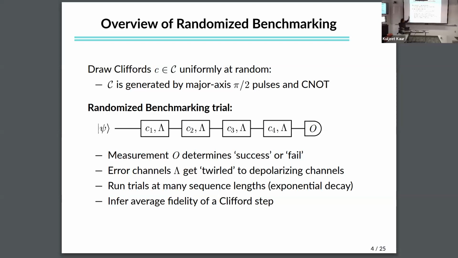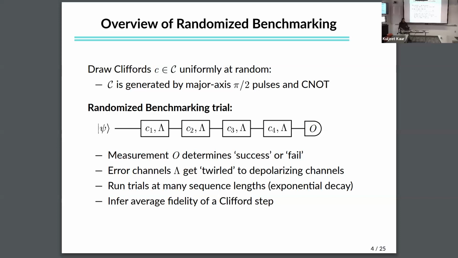You draw a list of random Cliffords. This list here is only of length 4, but in general, it can be of very long lengths. So you generate your random sequence, then you have this state preparation, and then a measurement. And so the point of this measurement O is that you should think of it as determining either success or fail for this particular trial.